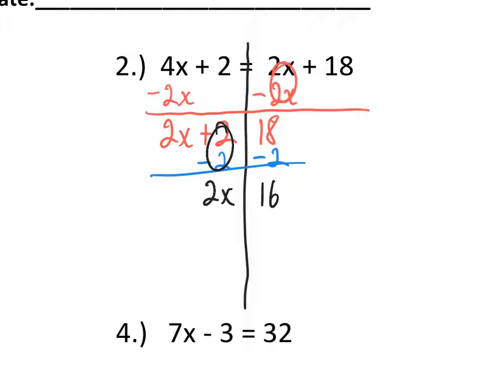16. Then what do we do? Divide by 2. Divide by 2 on both sides. What happens to these 2's? Turn to 1, so we get 1x. And 16 divided by 2 is what? 8. So x equals 8.